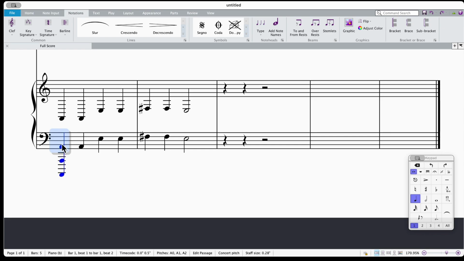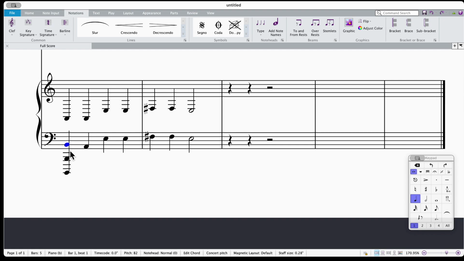We can move all these up a step. And then here we would have B0, B1, and B2, and so forth. And as you go up the octaves, the notes will change numerically like that.